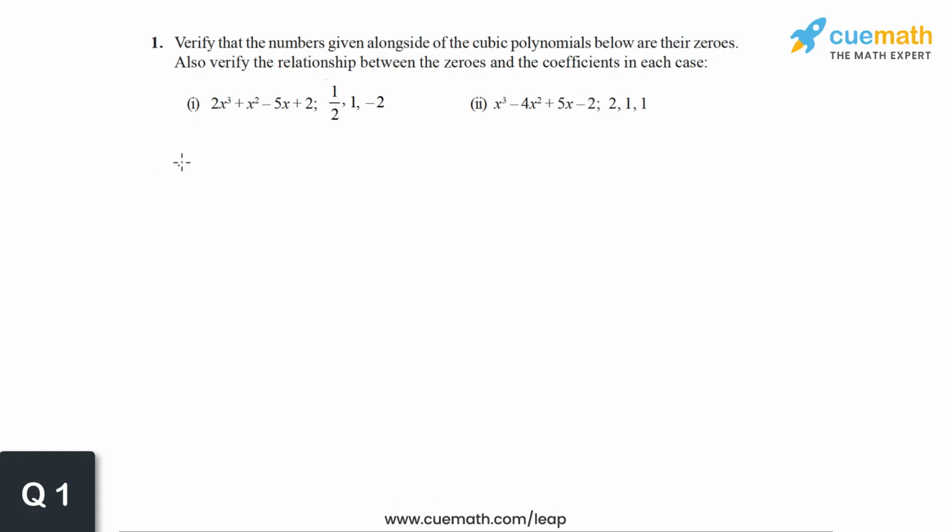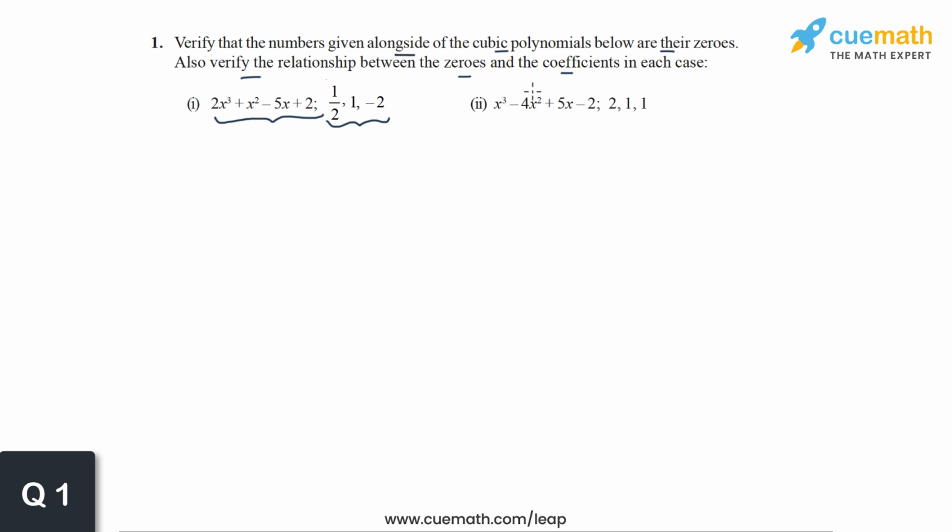Question 1 of this exercise says, verify that the numbers given alongside the cubic polynomials are their zeros. So for example, in the first part, we have this cubic polynomial and 3 numbers are given alongside. We have to verify that these 3 numbers are the zeros of this cubic polynomial. Also verify the relationship between the zeros and the coefficients in each case.